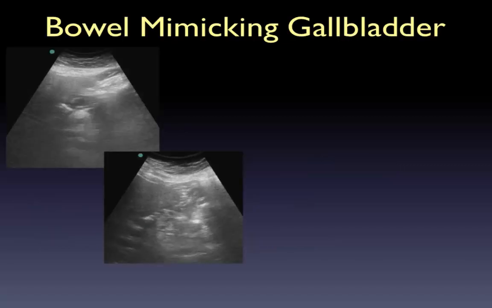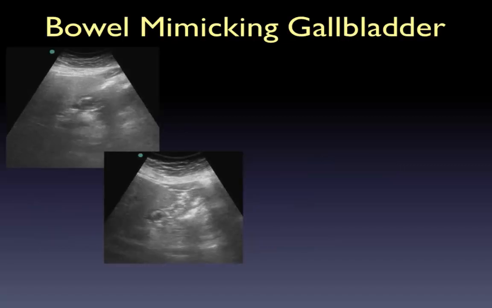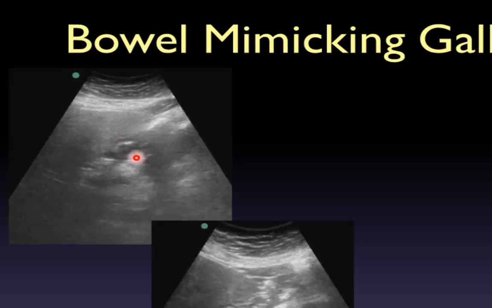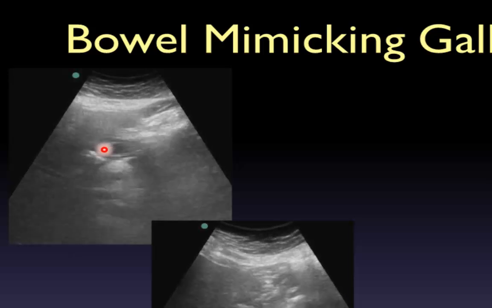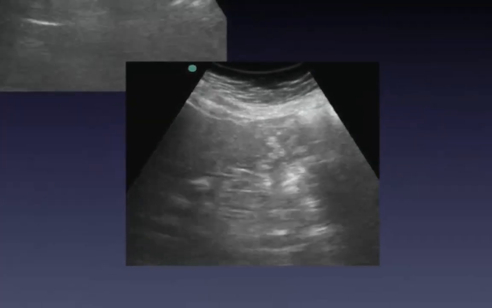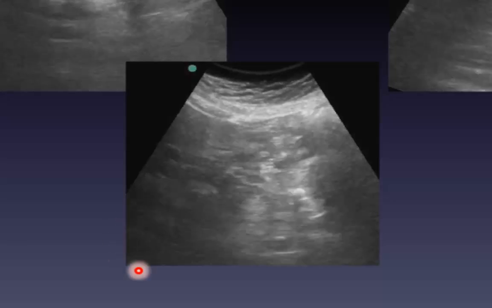technique. So here is an example where we see adjacent bowel mimicking the gallbladder. So you can see this here, this fluid-filled structure. It's got a black rim all the way around it, so that's one clue that it's bowel. Here we see a little bit of it right down in here.